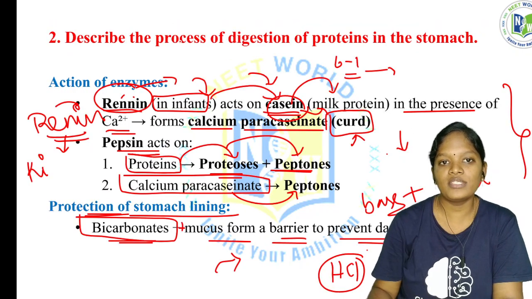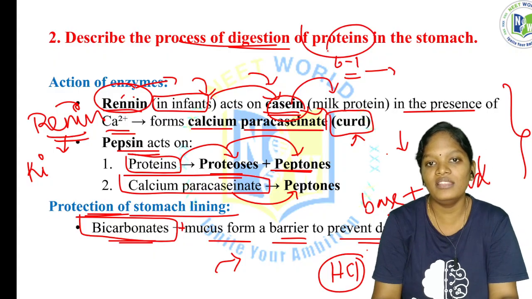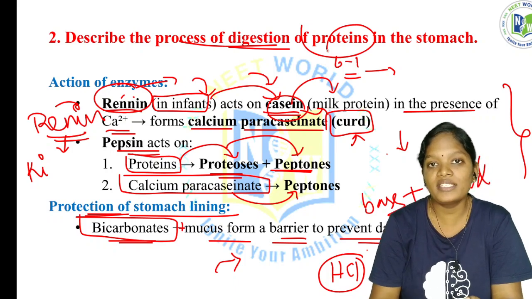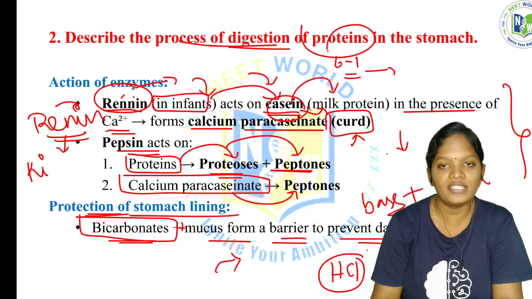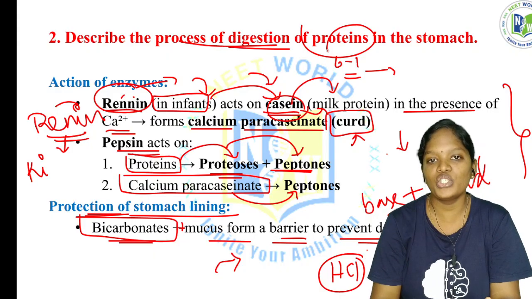This is the process of digestion of proteins in the stomach. We are not seeing the entire part of digestion. How the carbohydrates are getting digested, how the proteins are getting digested, how the lipids are getting digested, everything will be a different phenomenon. So we just saw the digestion of the proteins.